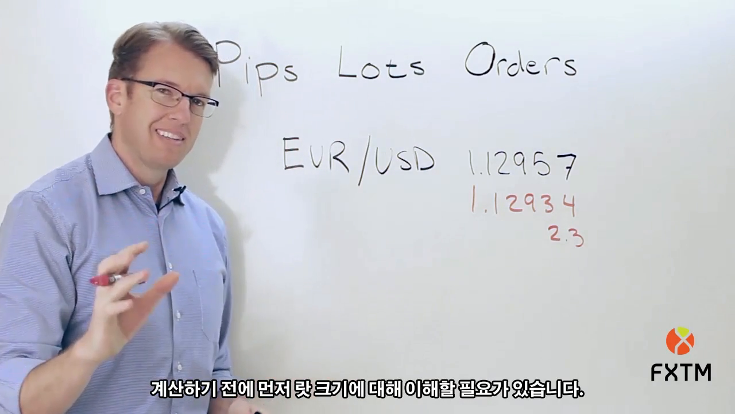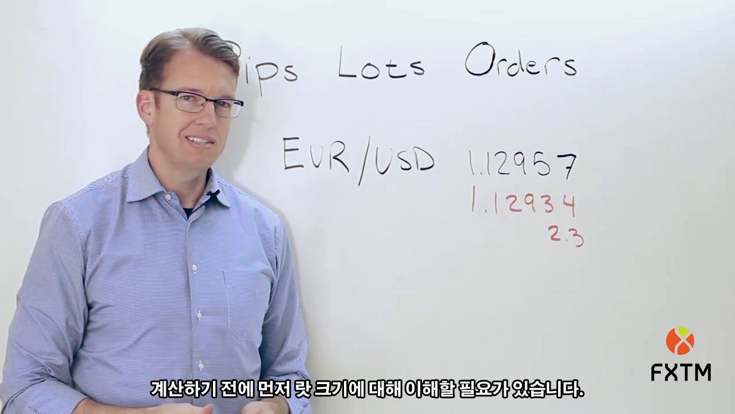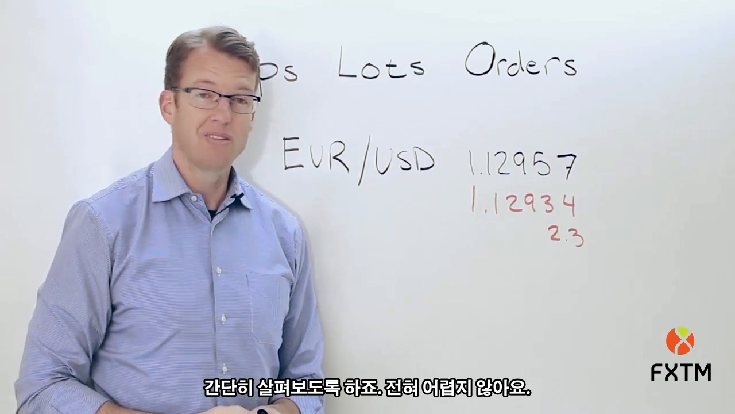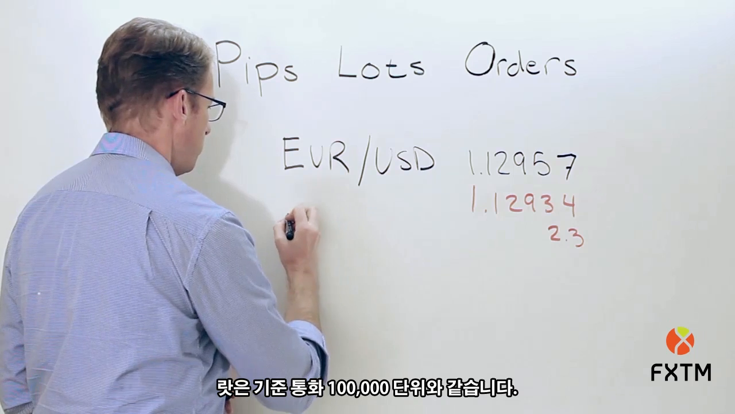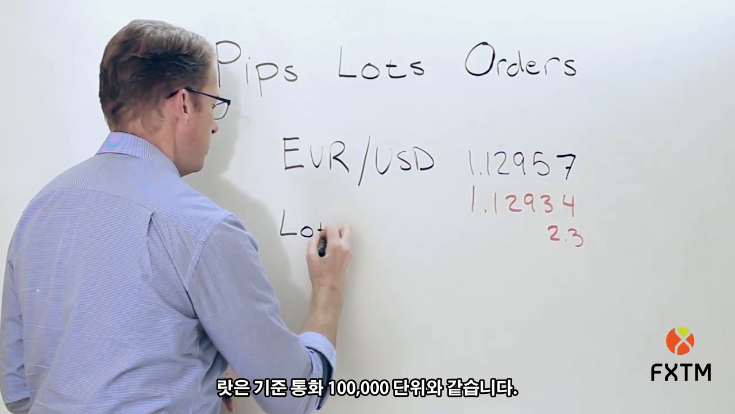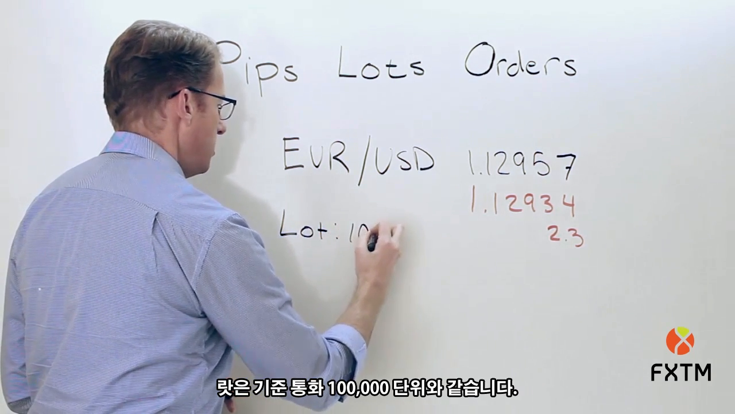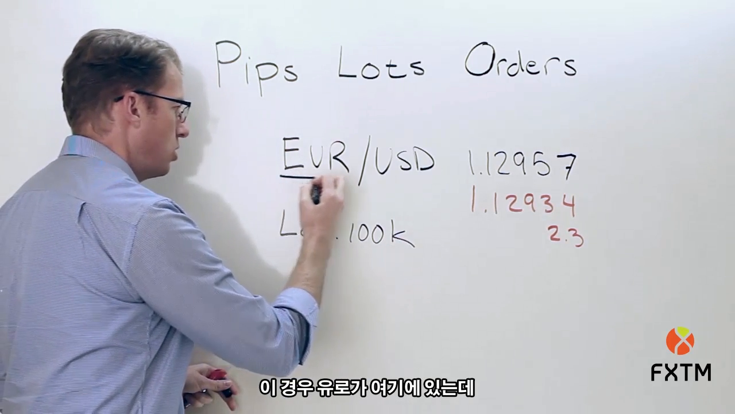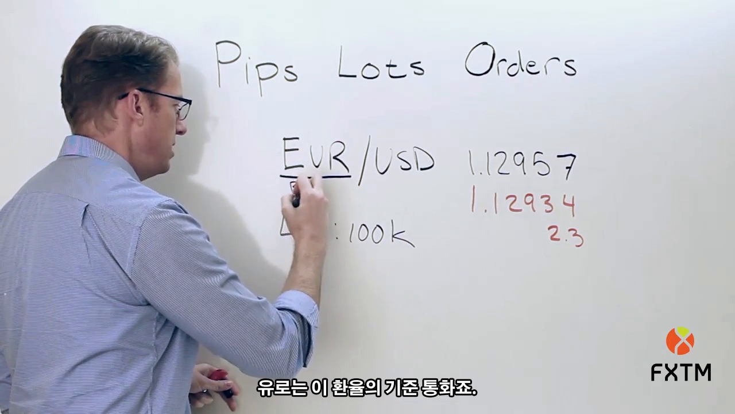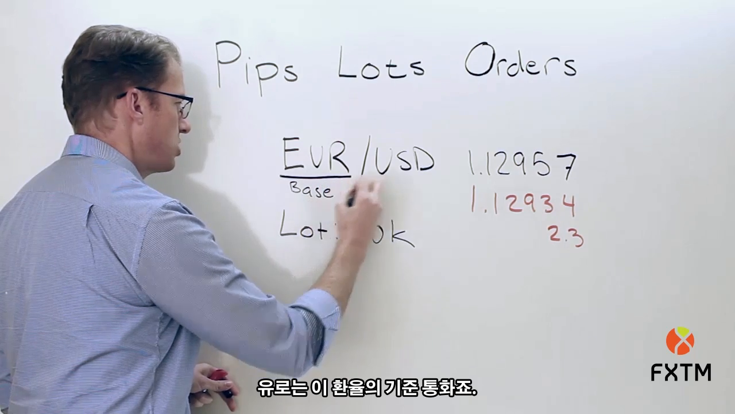Now, how much is that worth? Well, before we get into that, we really need to understand lot sizes. So let's discuss that really quick. This isn't very complicated at all. A lot is equal to 100,000 units of the base currency. So in this case, we have the euro over here. That is your base currency in this exchange rate.